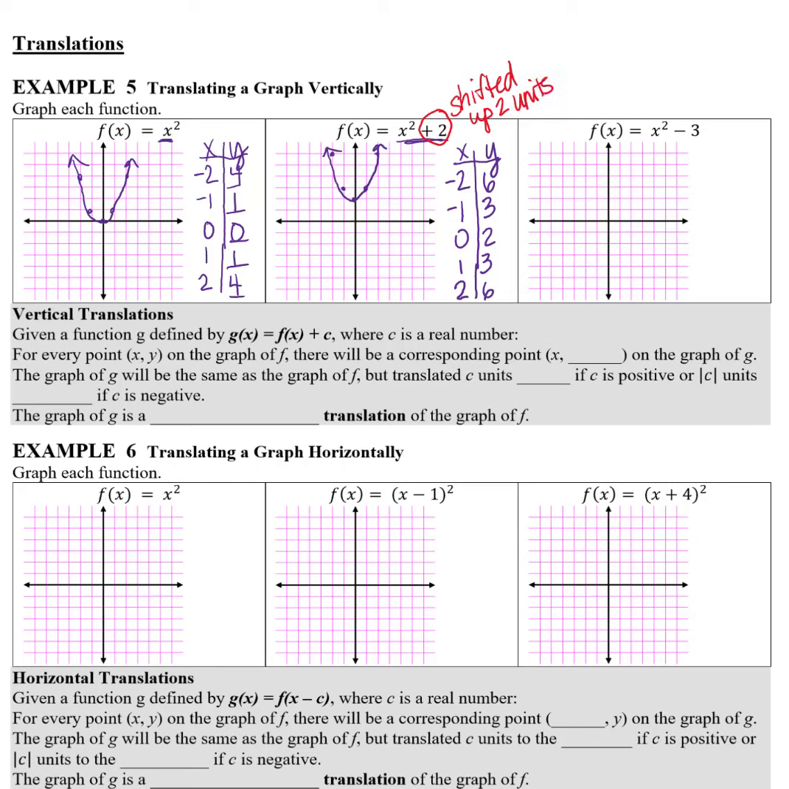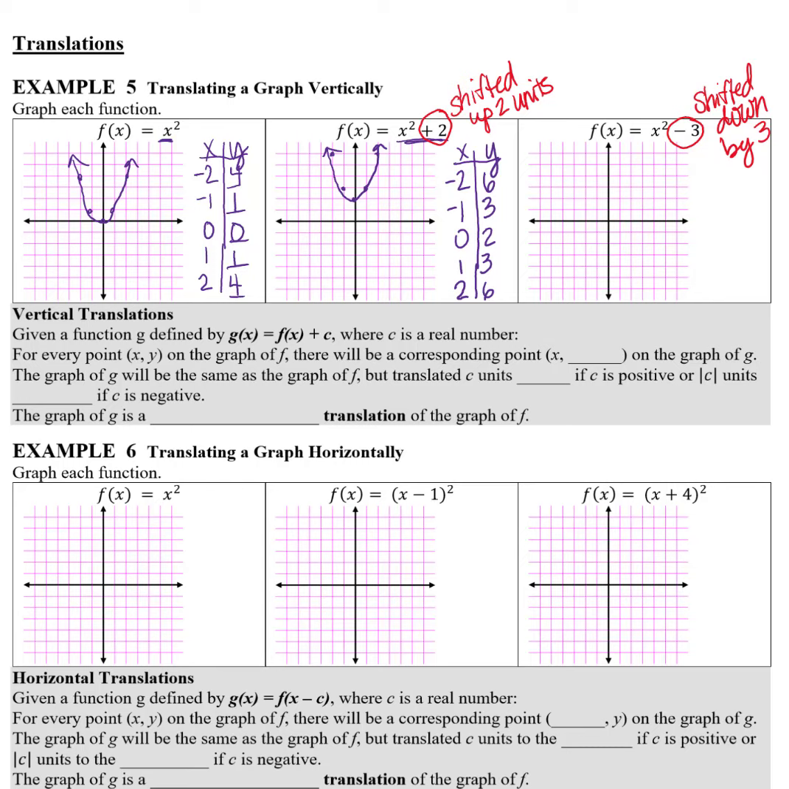So can you guess what the next graph is going to look like? We're just taking the original function and then we're shifting it down by 3 because it's -3. This will be shifted down by 3. Let's see if we can do this with the original graph without making a table.